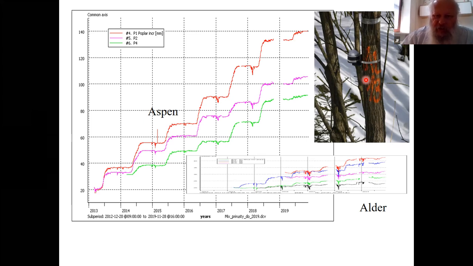Yeah. So basically, this 20 millimeters is the same on both figures. And we actually can see that this aspen grows, you know, almost an order of magnitude faster than the alder, which was planted. There are several reasons for that.